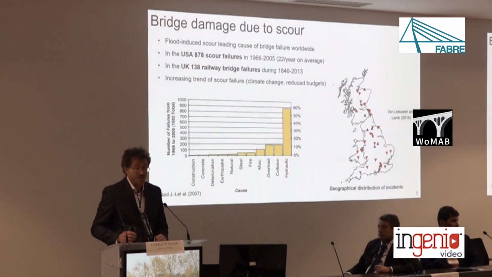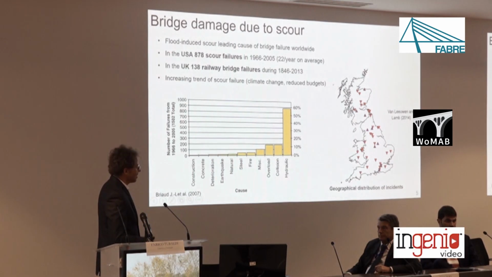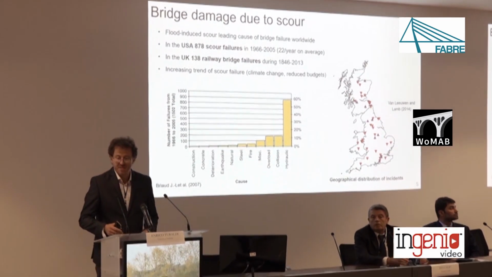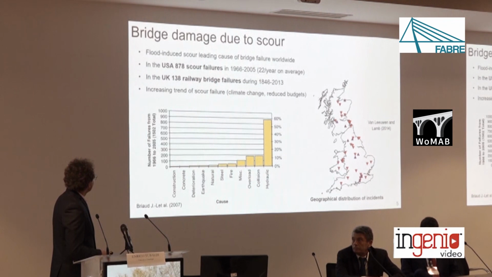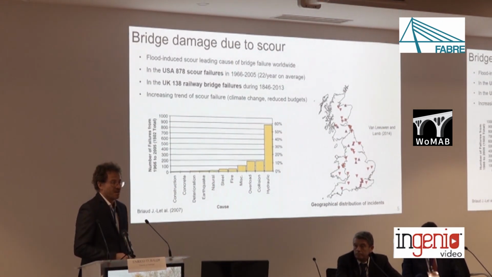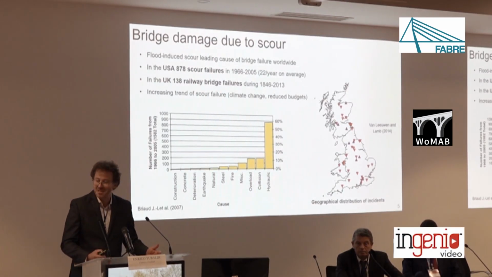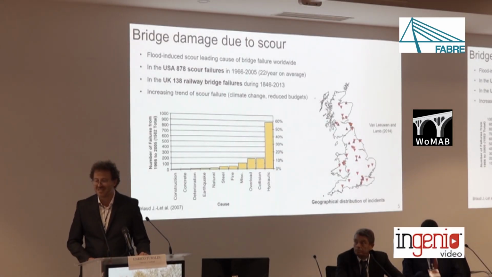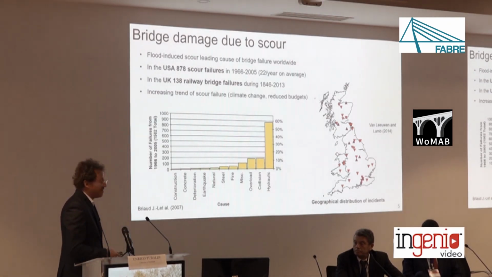Scour is the main cause of collapse for bridges worldwide, with about 22 collapses of bridges on average recorded in the US due to this phenomenon. In the UK also there are many failures recorded every year, and the same applies also to Italy. There is an increasing trend apparently of failure due to scour, and this is due to a series of causes. Not clear what is the main driver, but there could be the effect of climate change, the reduced funding allocated to bridge risk mitigation, or also the aging of bridges.